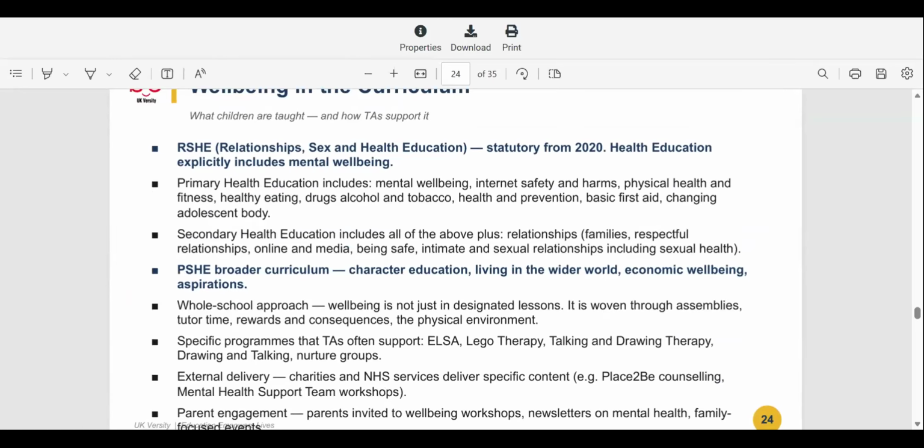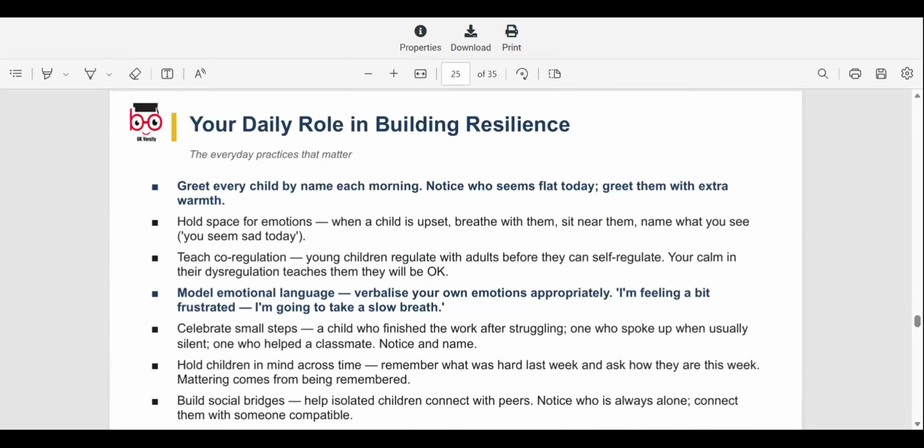In regards to well-being, it's really important because it's all part of the curriculum, it's embedded into it, and teaches children emotional literacy and mental health. Teaching staff support this by modelling positive interactions, running targeted small group interventions, facilitating any sort of emotional check-ins, and helping students navigate social conflicts in real time. Your daily role in building resilience: making sure that you build this resilience, keeping this place safe, and you grow this.